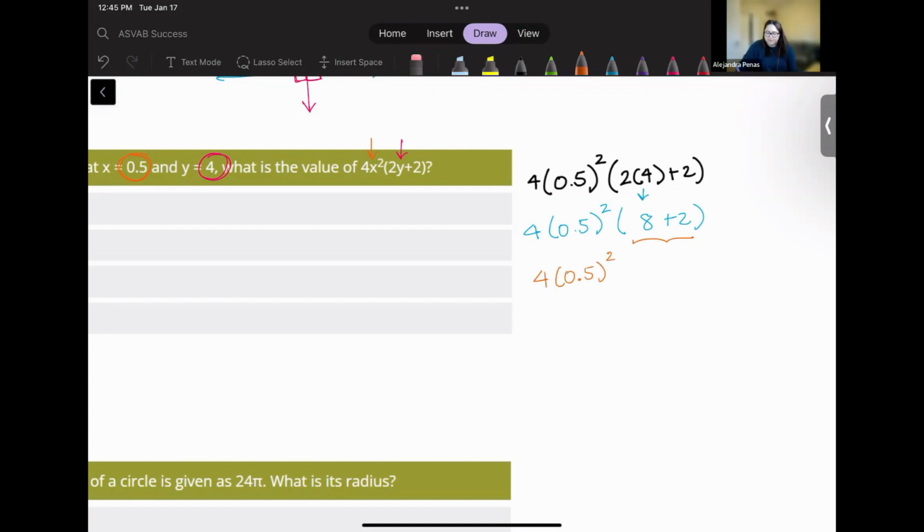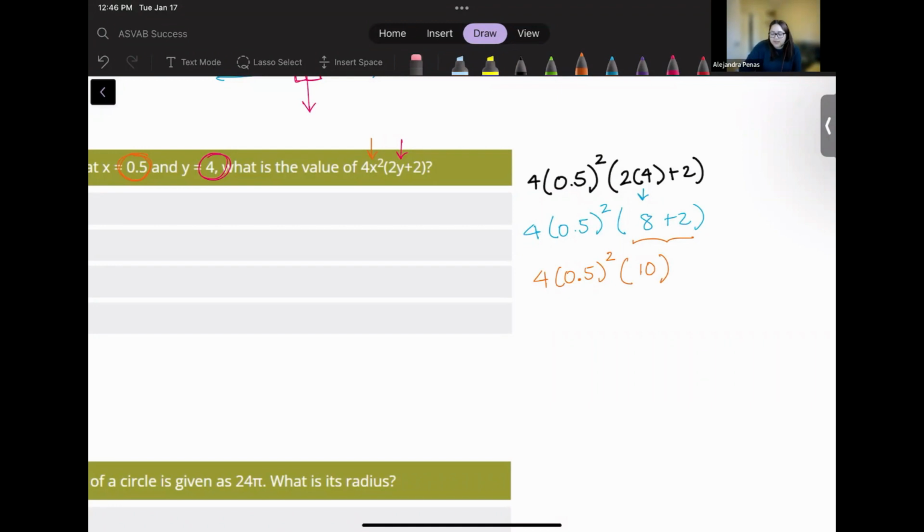8 plus 2? 10. All right, parentheses is dealt with. I still kept the parentheses there just to remind me that there is a multiplication going on there, but we're pretty much done with anything inside the parentheses.